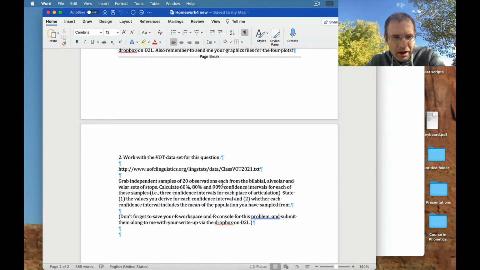So what you're going to do, you'll split up the data by place of articulation. Then for each place of articulation, you're going to grab independent samples of 20 observations from those places of articulation. And then for those samples, so you have 3 different samples here, and then for each of those samples, you're going to generate 3 confidence intervals. And those confidence intervals will be 60%, 80%, and 90% confidence intervals.